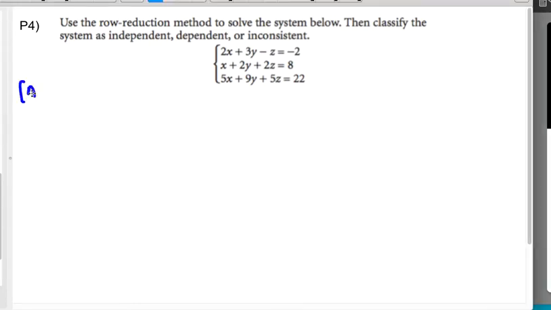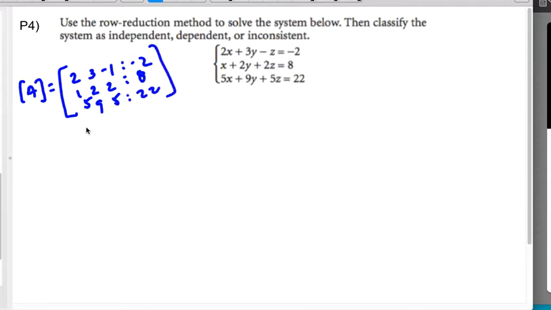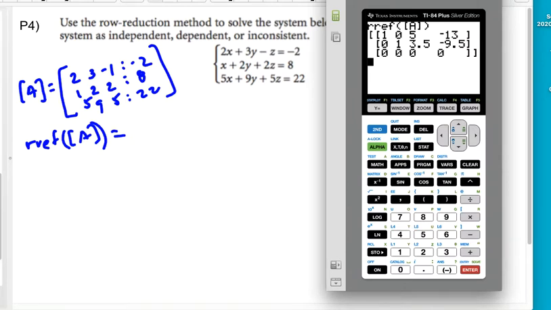I'm gonna suggest that your matrix A in your calculator is the augmented matrix 2, 3, negative 1, negative 2, 1, 2, 2, 8, 5, 9, 5, 22, right? And then you're going to do reduced row echelon form of A, and you're going to get an answer, and then we're going to proceed from there. So you can pause me if you want.